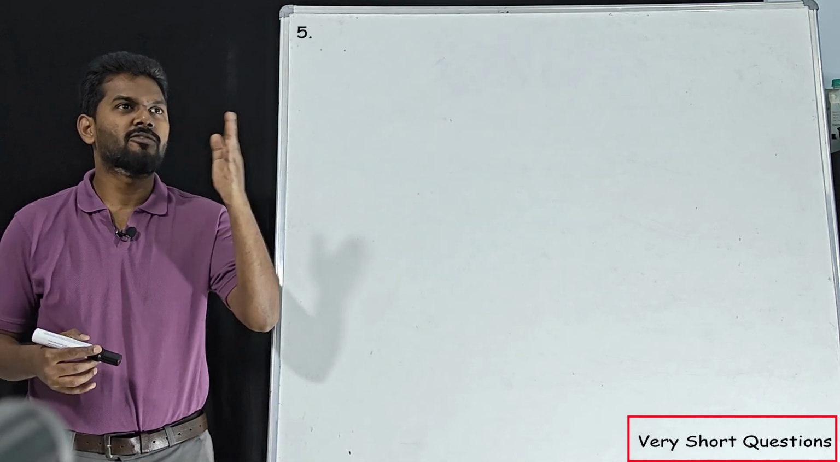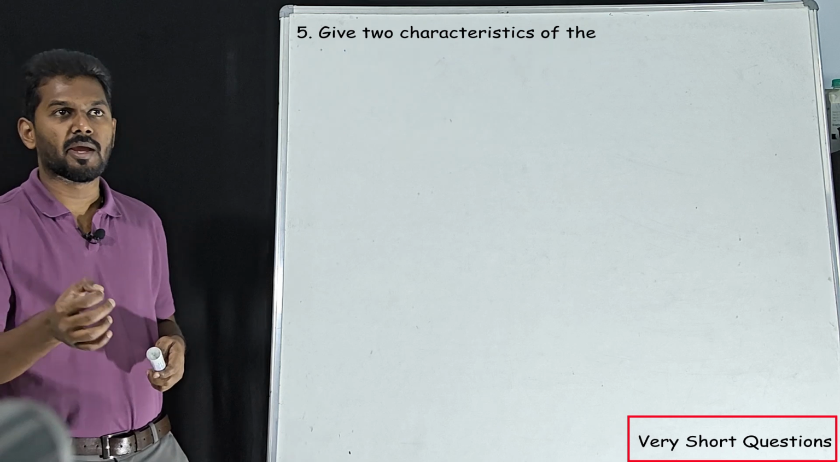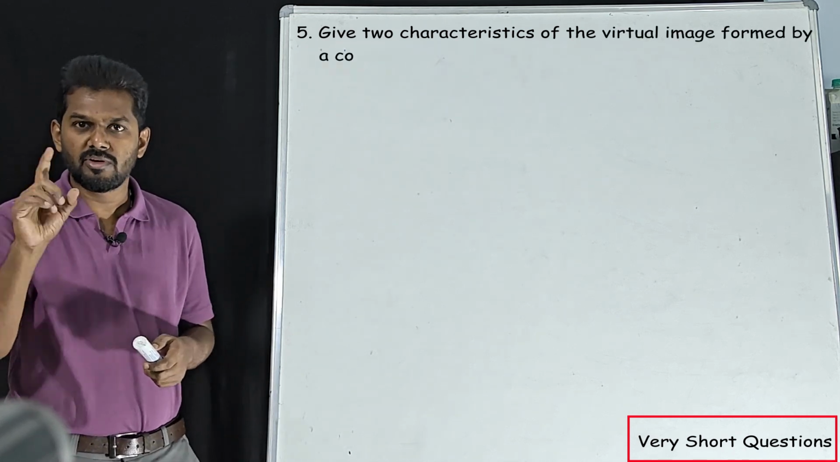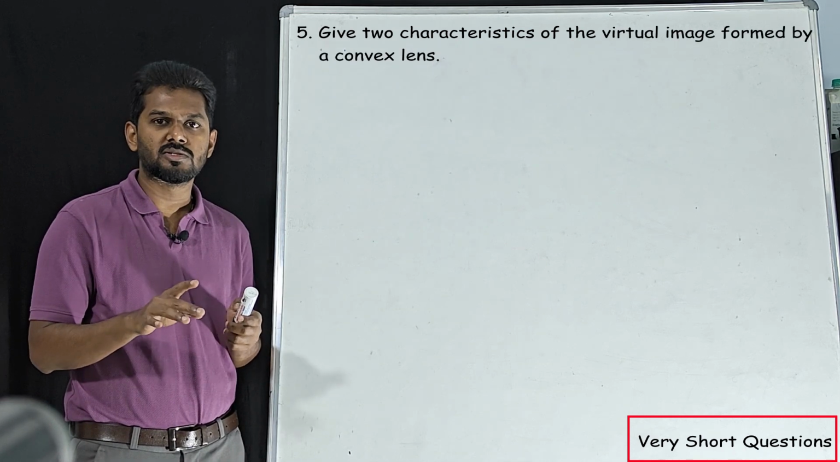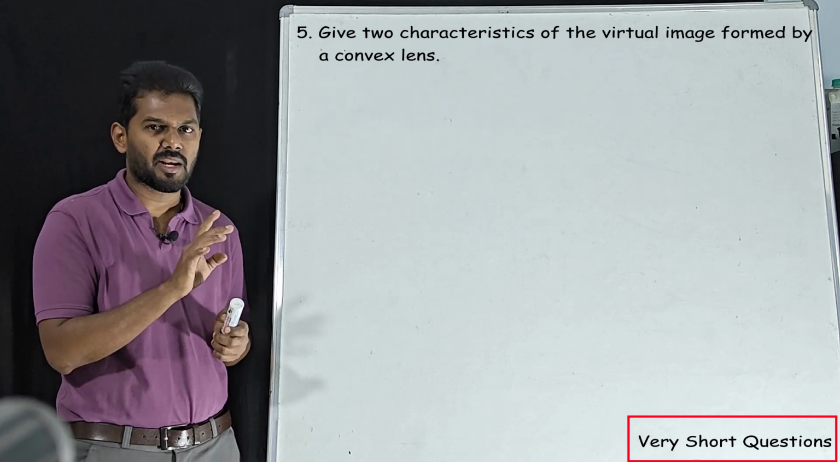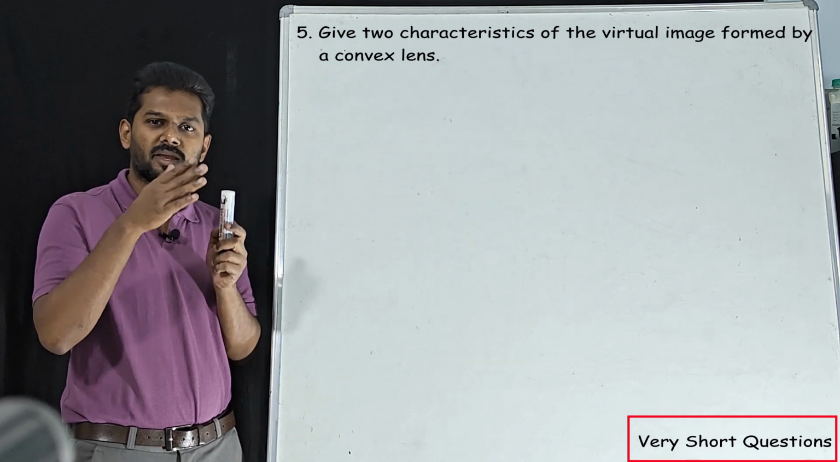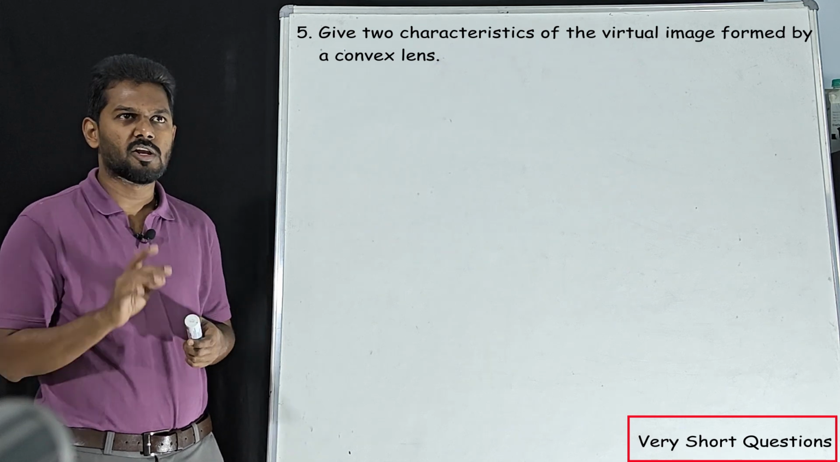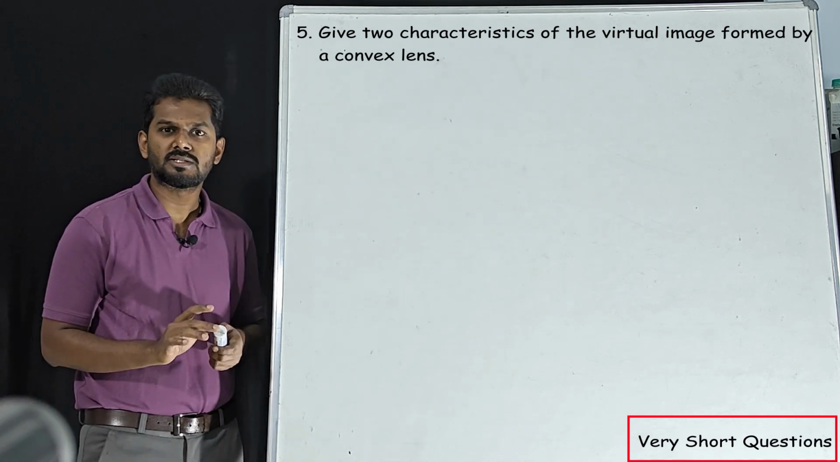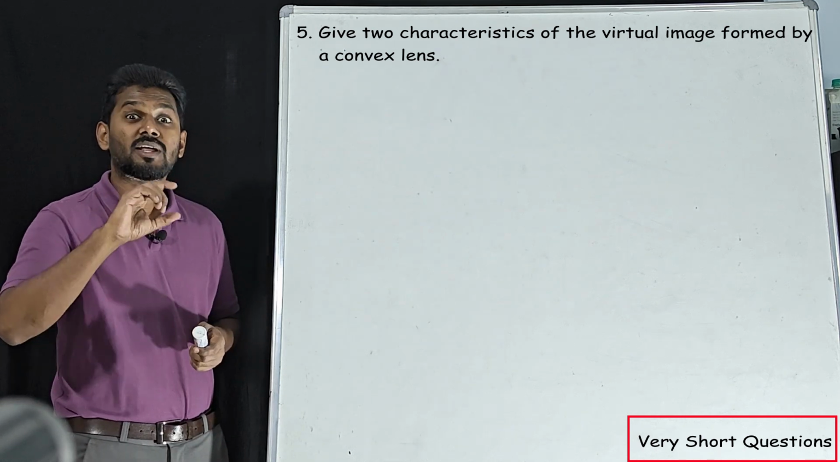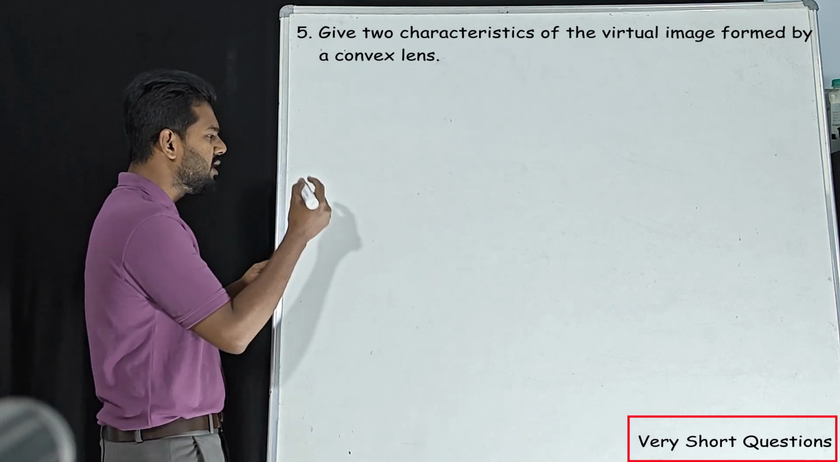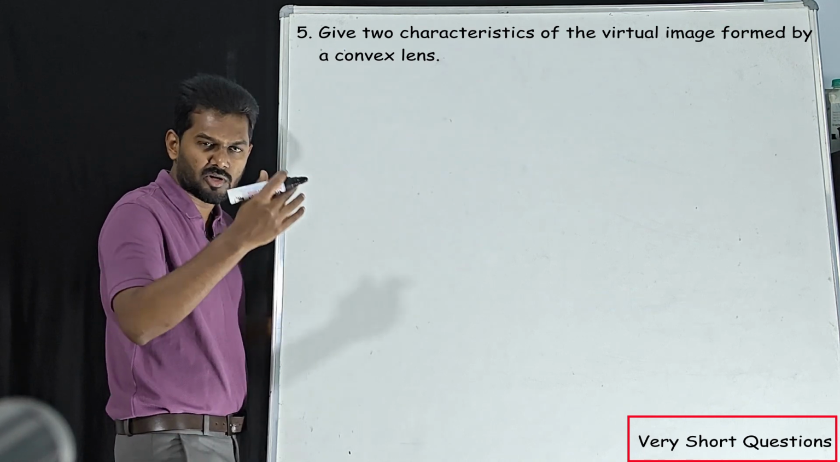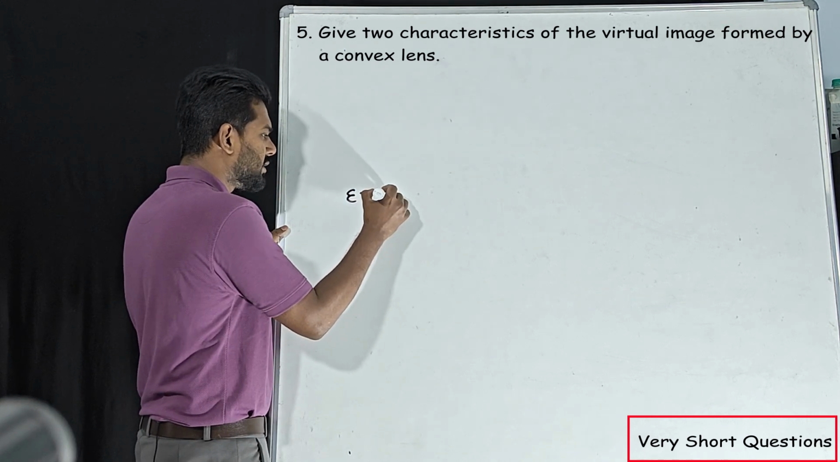Our next question, give two characteristics of the virtual image formed by a convex lens. We know in convex lens also a virtual image can be formed, correct? When you keep the object between F1 and optic center, we can get a virtual image. If it is forming a virtual image by convex lens, what are the characteristics? Very simple. See, in convex lens, if it is virtual, it will be erect. Correct.